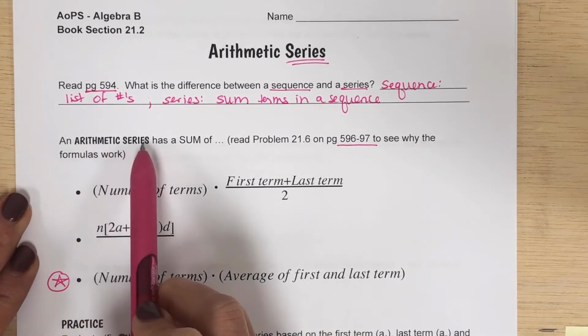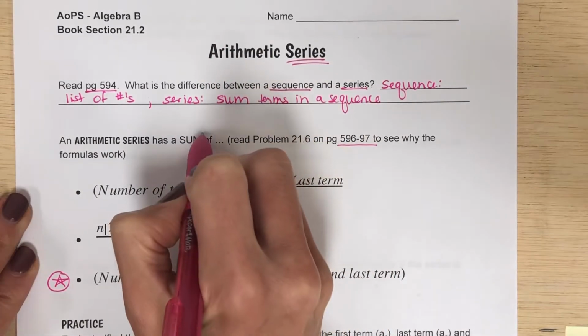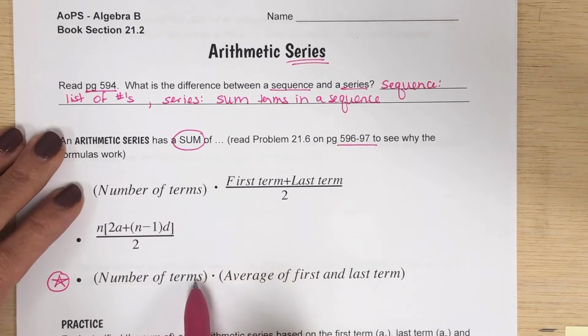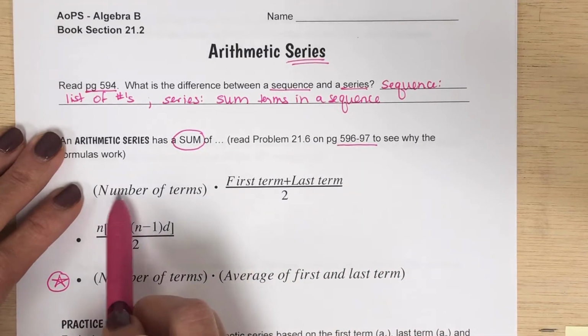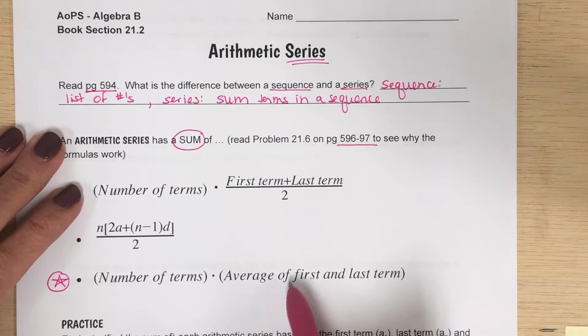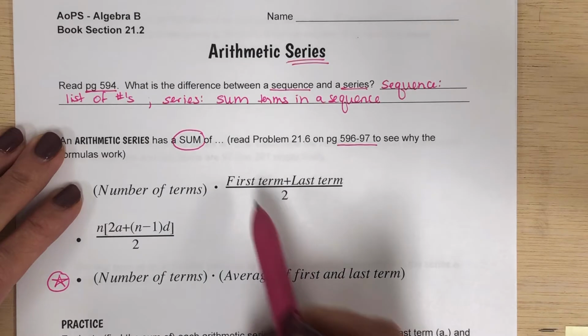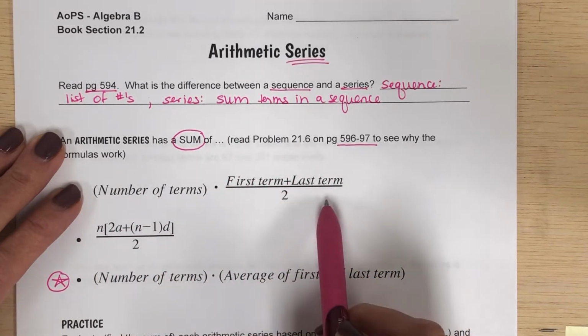So an arithmetic series has a sum. That means we're adding up all of the terms, and that sum is the number of terms in the sequence multiplied by the average of your first and last term. And that's really easy. Number of terms times the average. This formula up here is the same formula, just rewritten. So this is the number of terms, and how do we find the average? We take your first term plus your last term and divide it by 2. So number of terms times your average.